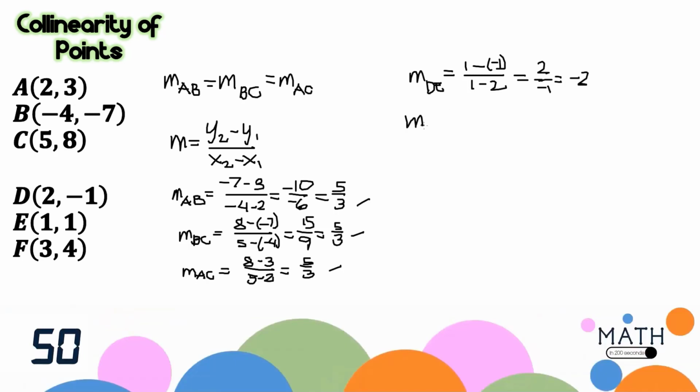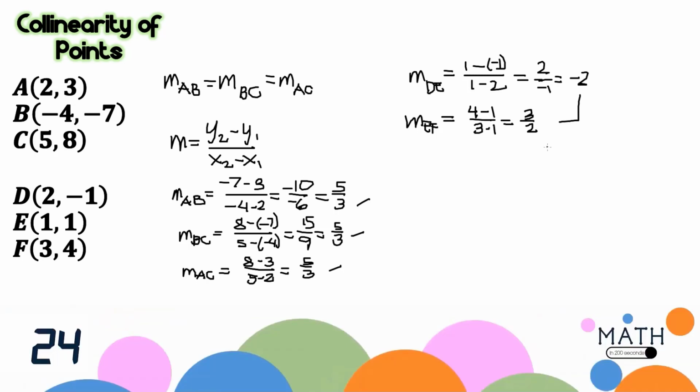For the slope of E and F, making F our second point, we have 4 minus 1 over 3 minus 1. This is already 3 over 2. Notice here that the points do not share the same slope, regardless of whether the third slope would be the same as the first and the second.